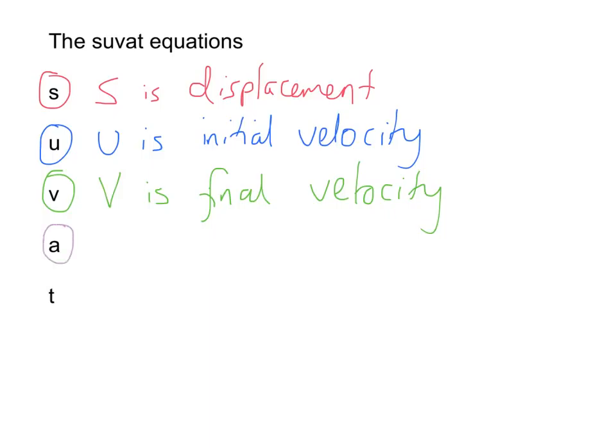Next we'll talk about acceleration. So A is the acceleration. There's purple colour there. And lastly, we'll choose a sort of yellowish colour for T. T is just time. Okay, so S, U, V, A and T are the 5 quantities that are going to be involved in these suvat equations, which will allow you, given certain data, to calculate missing values.